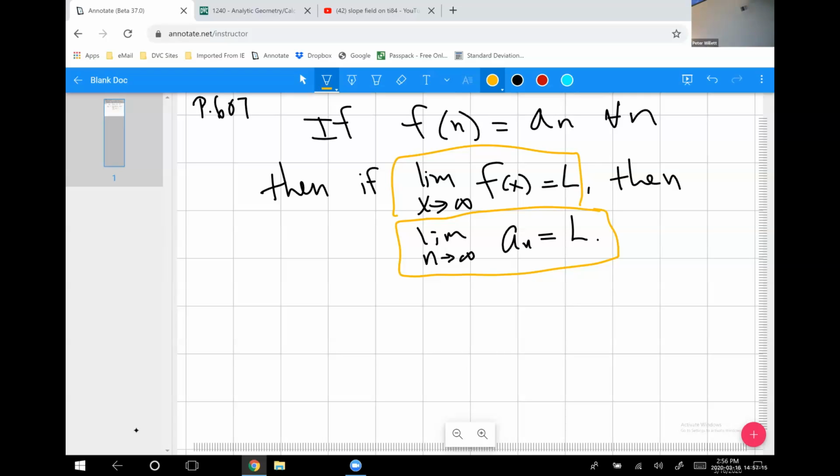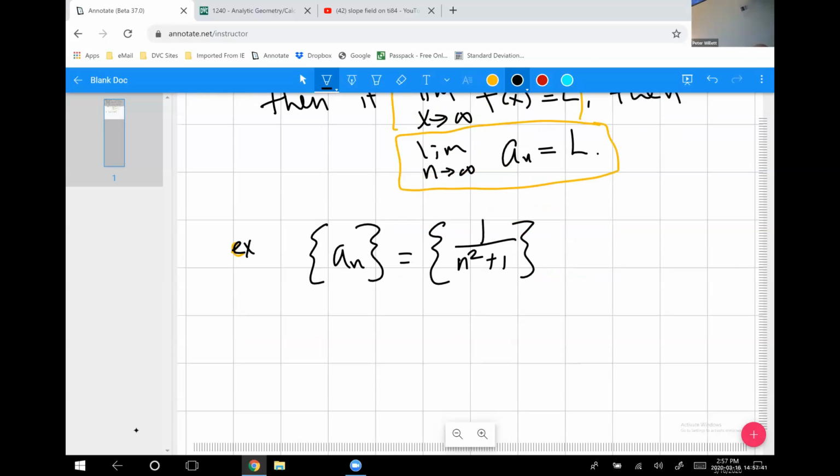So for example, and they do an example before this. Oops, let's change that to black. For example, if you have a sub n is equal to, and the formula that they give you is like 1 over n squared plus 1. So this is a sequence. So then you could try to determine the limit as n tends to infinity of a sub n. So your natural tendency is want to take the limit as n tends to infinity of 1 over n squared plus n, the formula that you have for a sub n. Well, basically, what this theorem says is that you can do that.